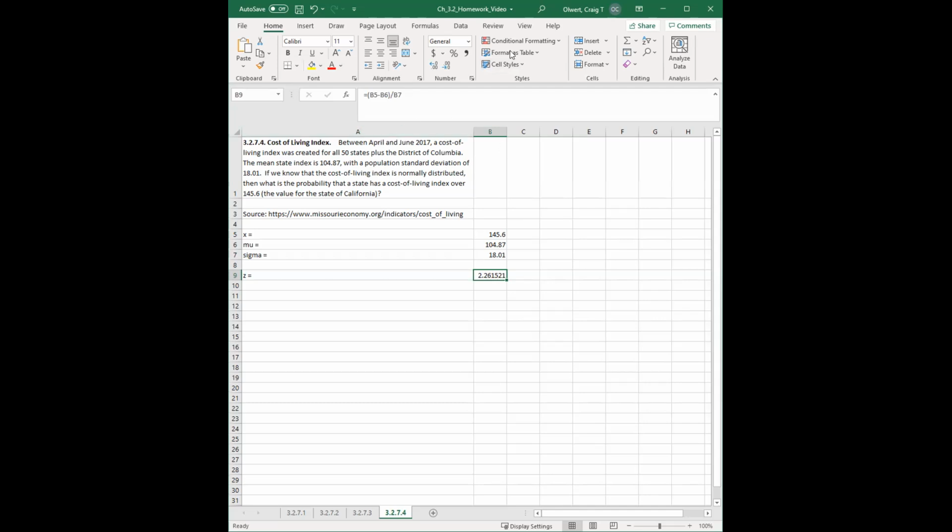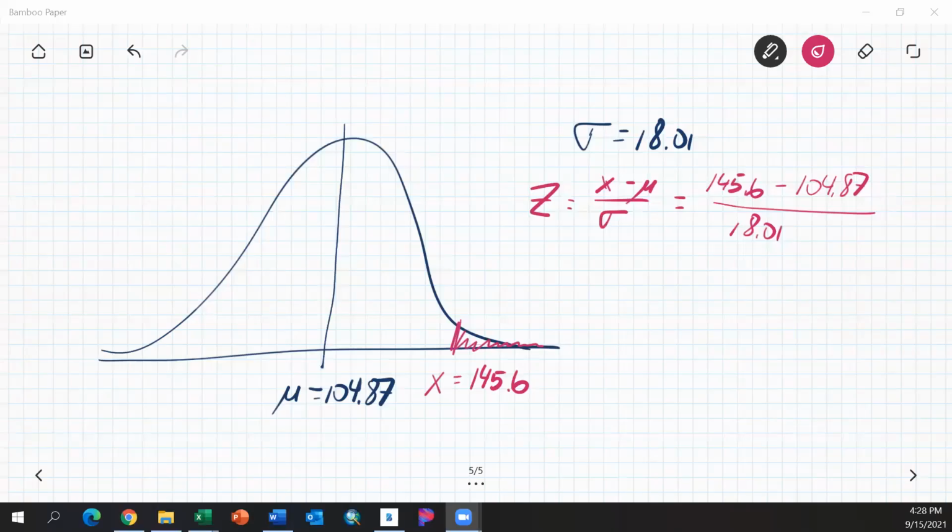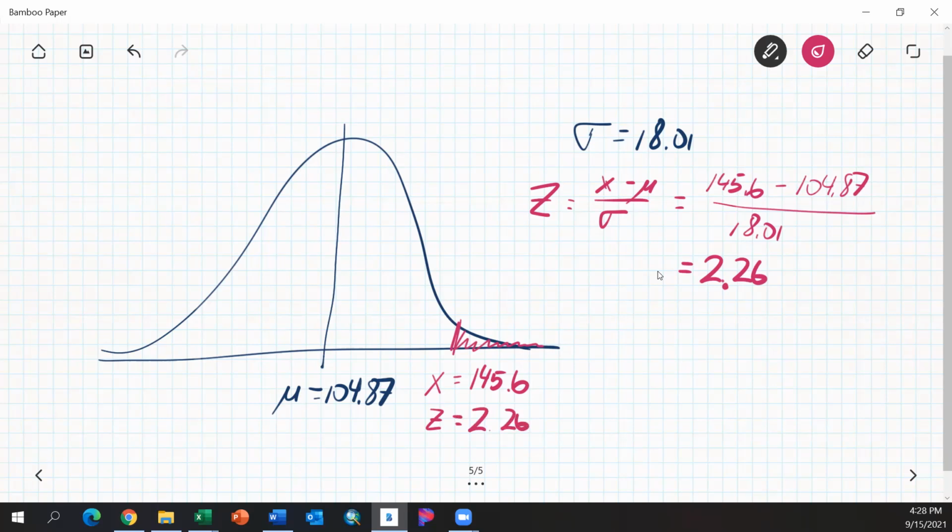Let's switch screens and go back to the pad. Now the z value equals 2.26. We can plot the z values that we know. The z-score associated with 145.6 is 2.26. The z-score associated with the mean is z equals 0. The mean always has a z-score of 0 because the formula is x minus mu in the numerator, and that equals 0.